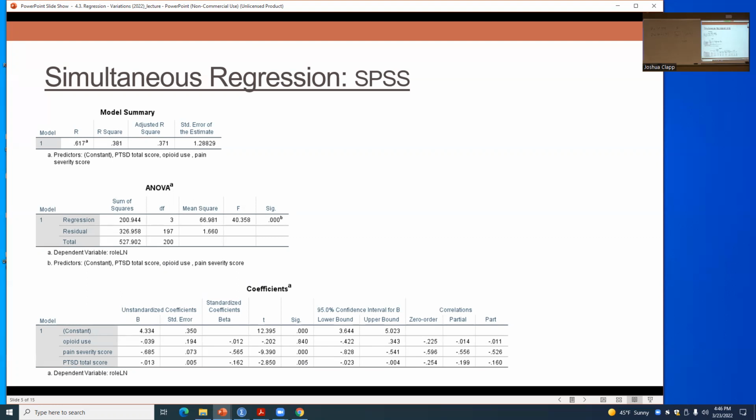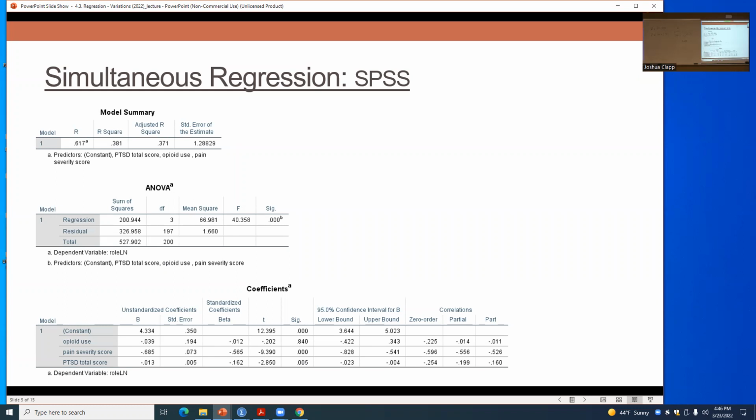Okay. We've got our confidence bounds for our unstandardized coefficients. We've got our effect sizes, zero-order, part, and partial correlations, that we've talked about before. Looking up in our model summary, what is R squared, Sam? 0.381. So the best linear combination of opiate use, pain severity, and PTSD total in these data is accounting for about 38% of the total variability in the natural log of role functioning, right? Always make sure we're identifying our outcome properly, because it's no longer role functioning. It's the natural log of role functioning because we transformed it, right?